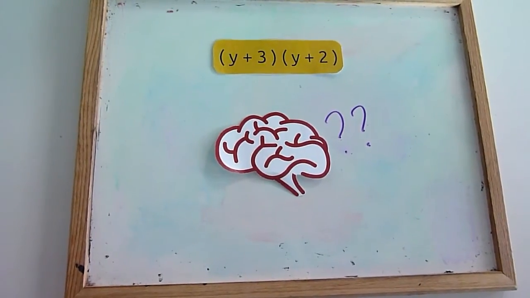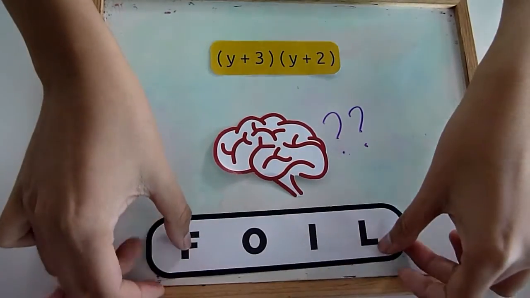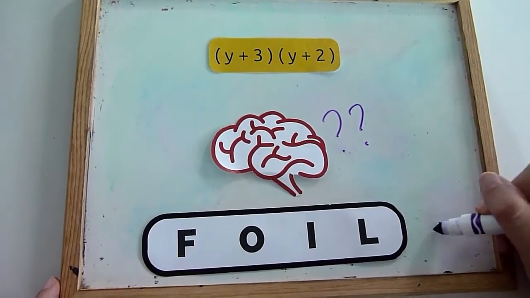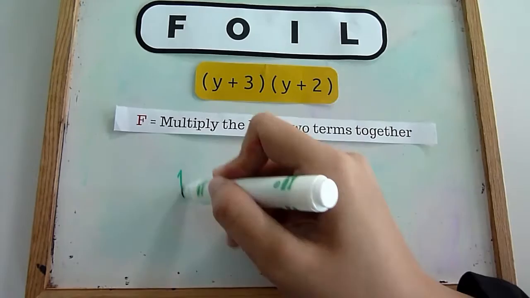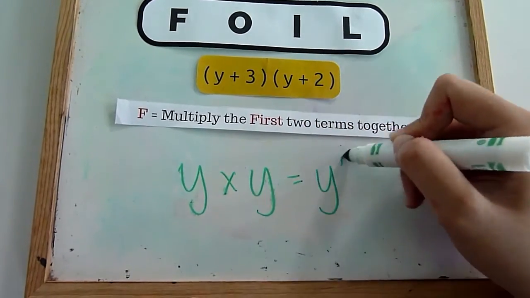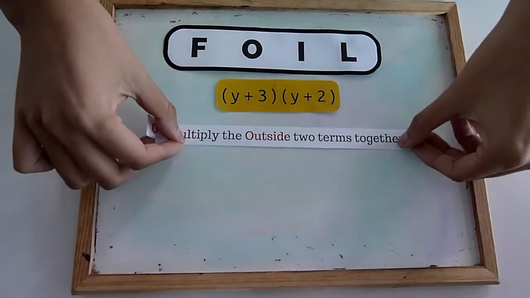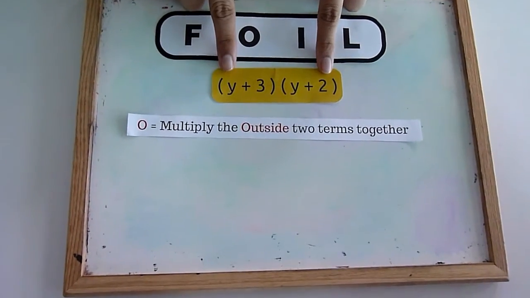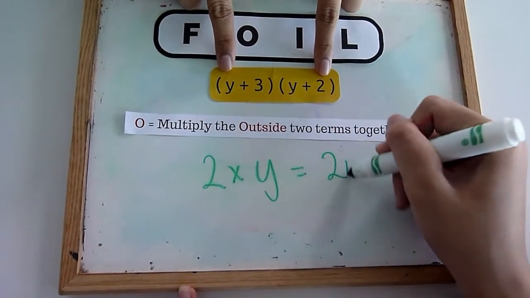Good, but fear not. There's a cool strategy I would like to share with you, and I like to call it the FOIL method. Let's check it out together. Firstly, you multiply the first 2 terms together, and you will get y squared. Secondly, the letter O stands for outside, and you multiply the outside 2 terms together. It is 2 multiply y, so you will get 2y.